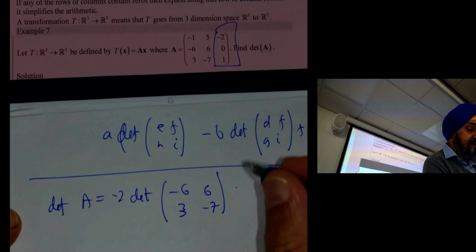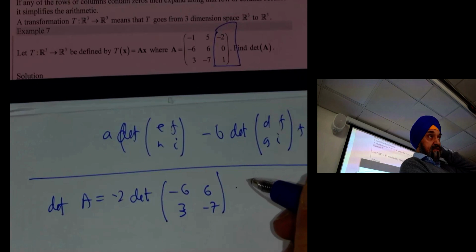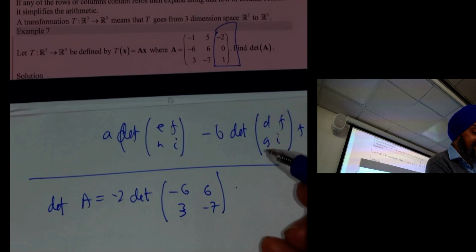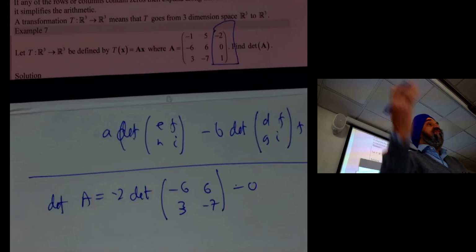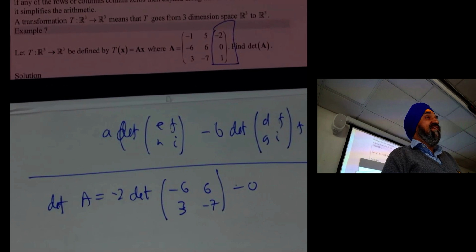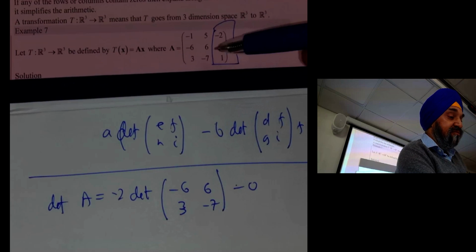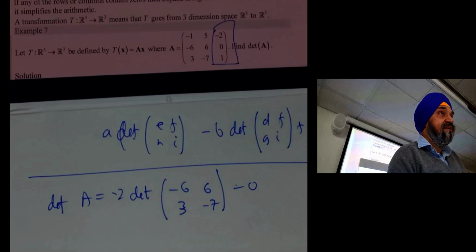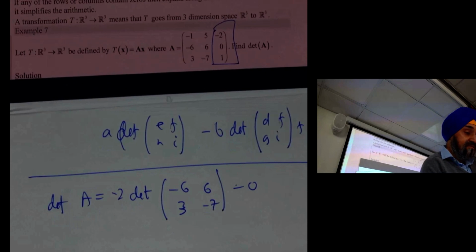And then what's the second entry going to be? Yeah, it'd be 0, wouldn't it? It doesn't matter. You can put minus 0 or plus 0. It doesn't make any difference. 0 times something, we don't care what it is. We know it's going to be 0, because 0 times the determinant of 1, minus 1, 5, 3, minus 7 is going to be 0 anyway.